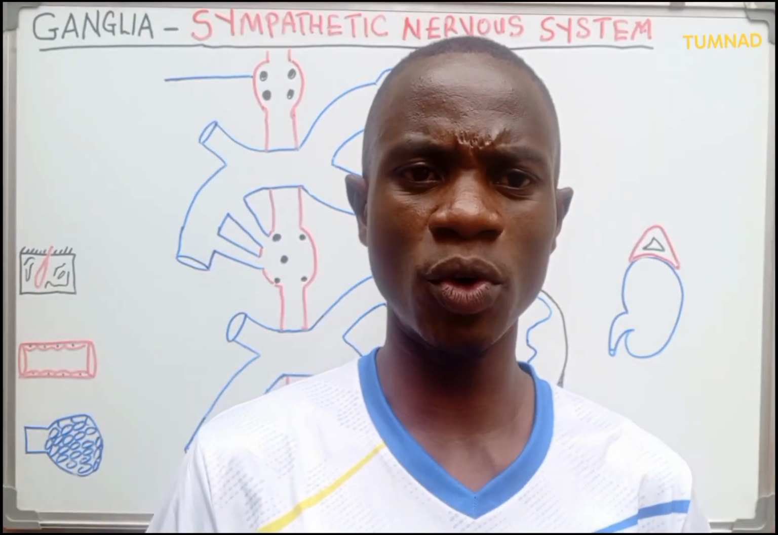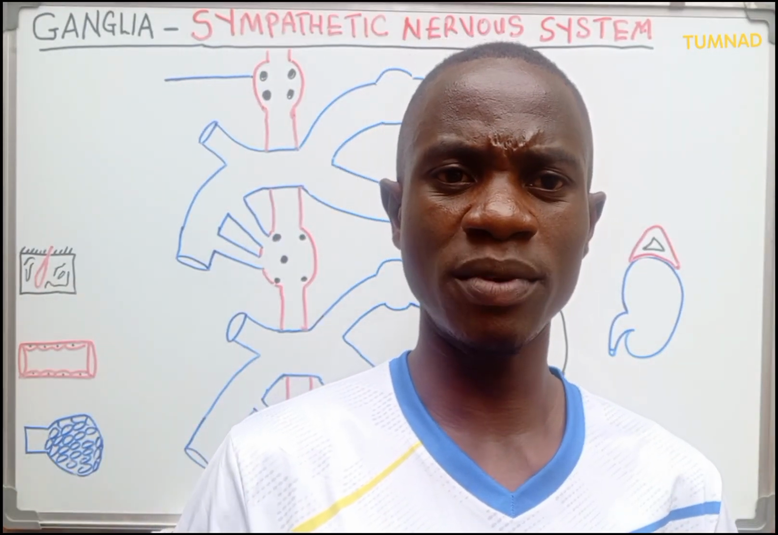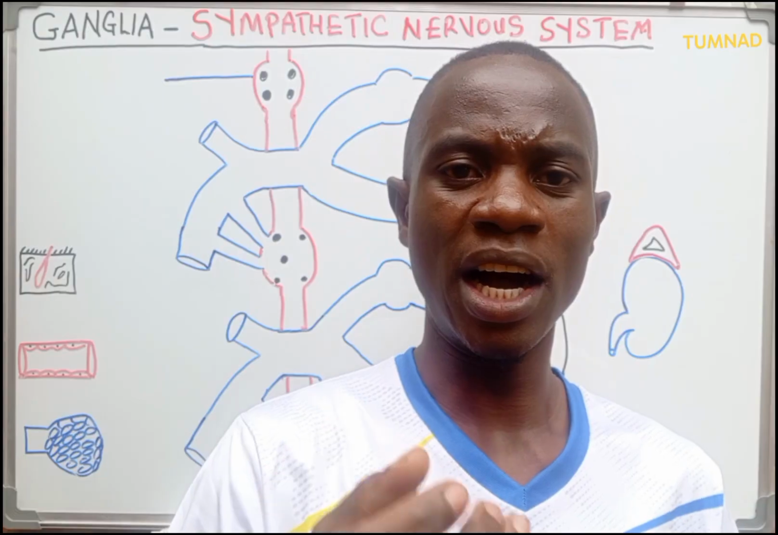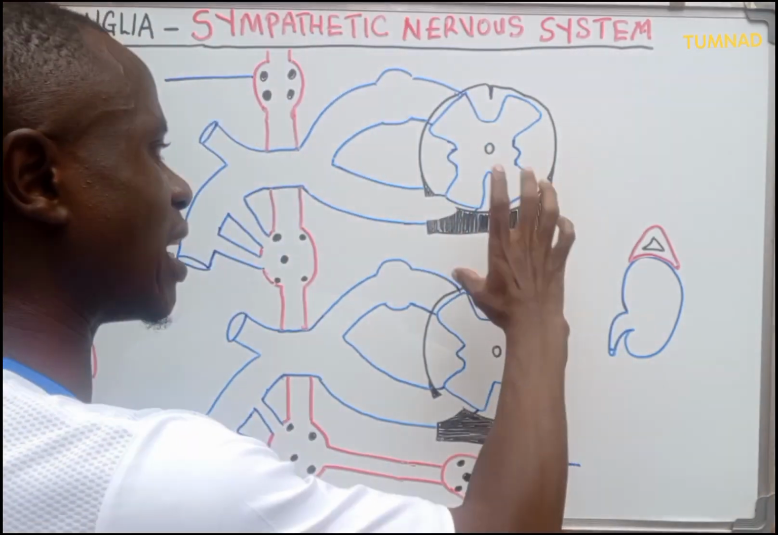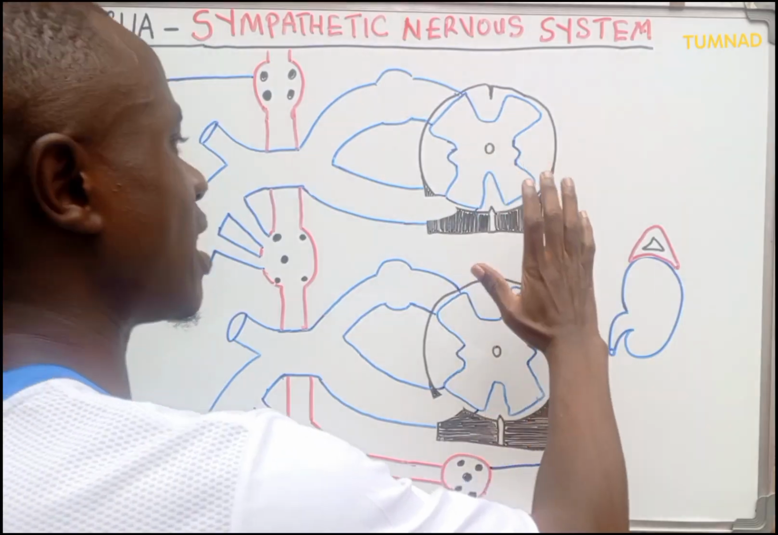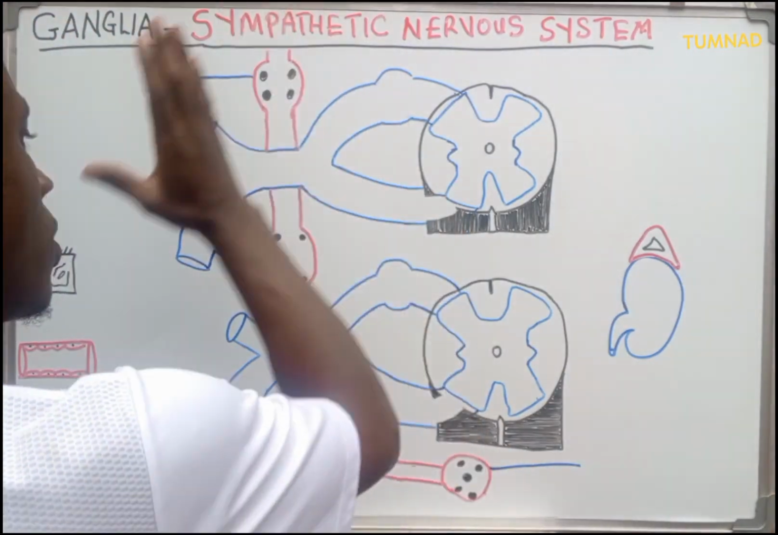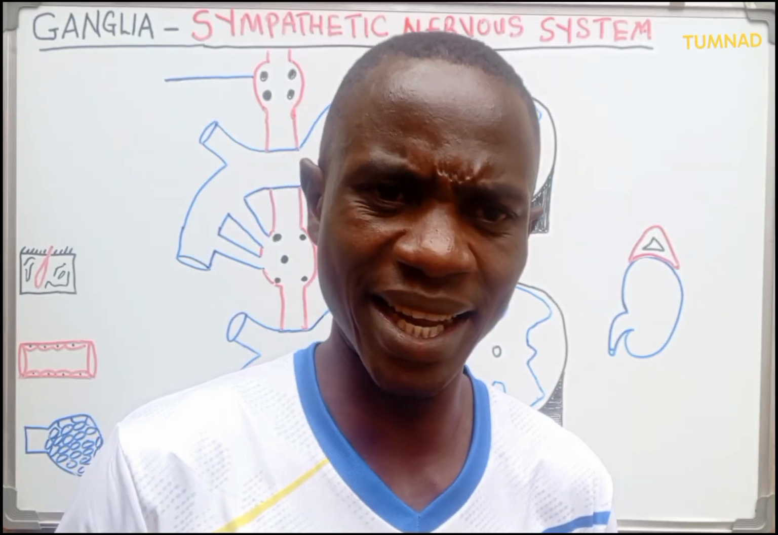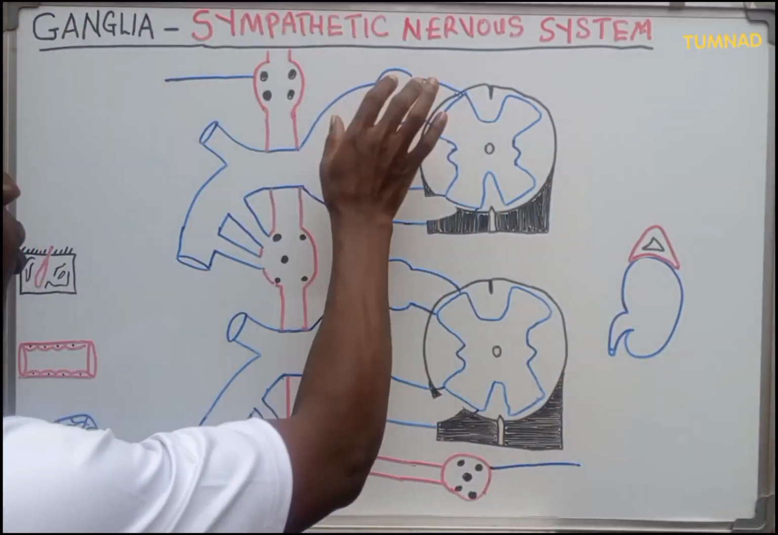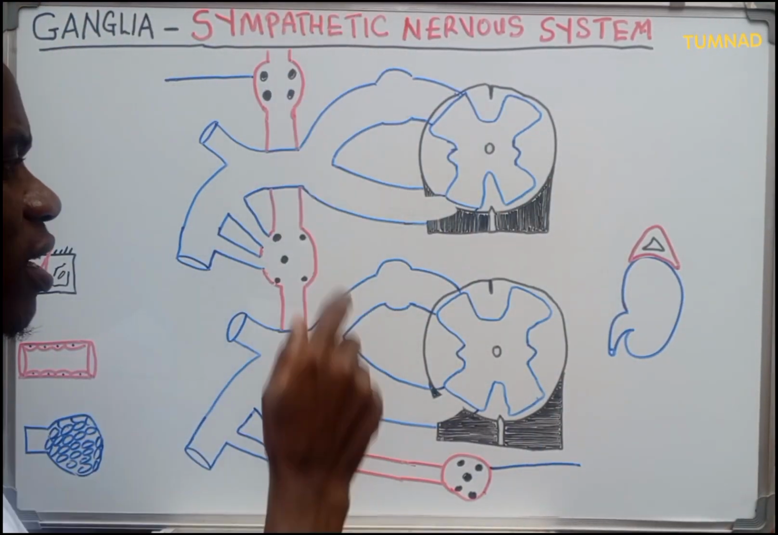system. Previously, we talked about the motor fibers of the sympathetic nervous system, the preganglionic and then the postganglionic. Today, we want to look at how these motor fibers come out from the spinal cord to go and innervate different structures, passing through a couple of different ganglia. That is going to be our topic today, the ganglia of the sympathetic nervous system.